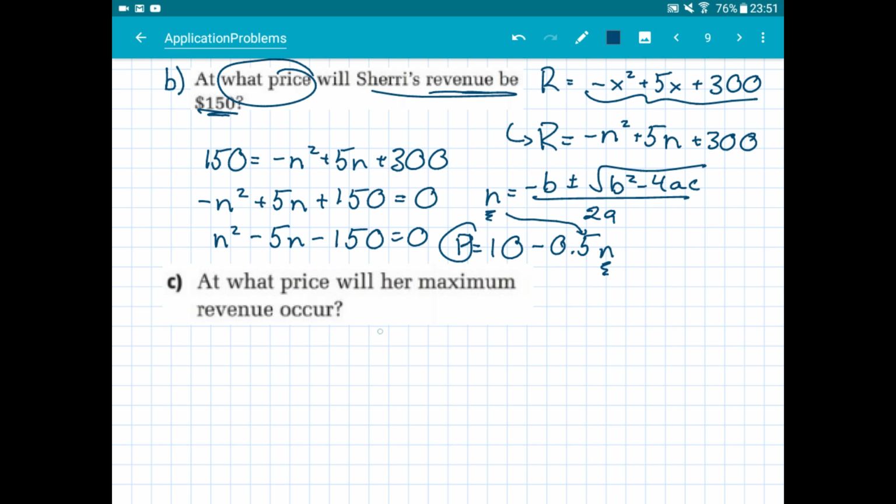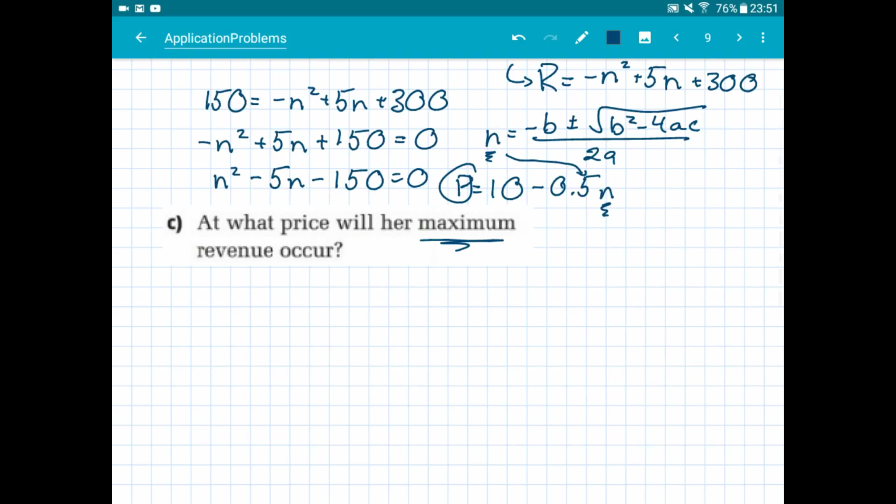So at what price will our maximum revenue occur? Okay, well that's a little bit different. So if we want the maximum, we know that our graph is going to look something like that because it opens down and it has a y-intercept of 300. So if we're looking for that, then that's the vertex. How do you get the vertex? Complete the square.